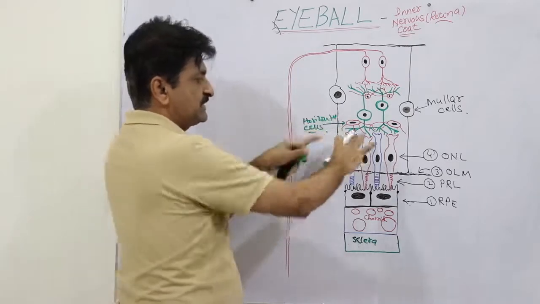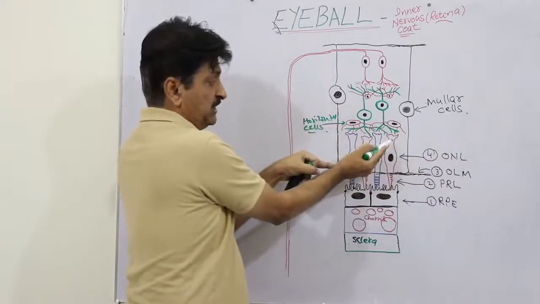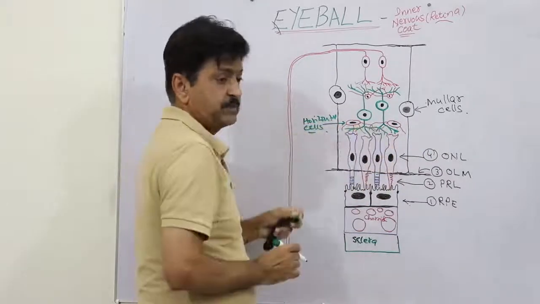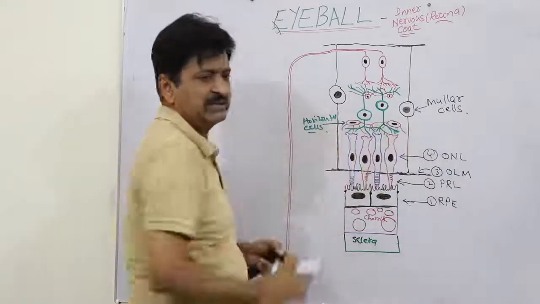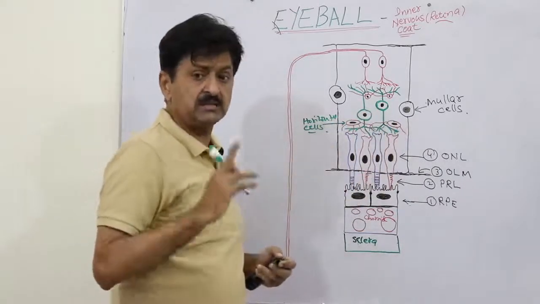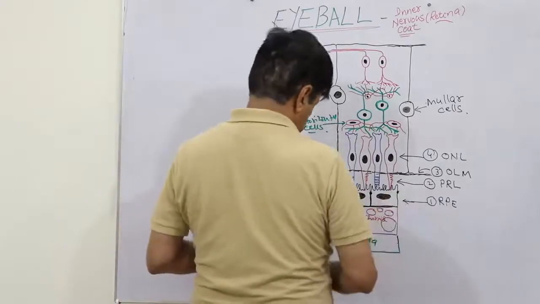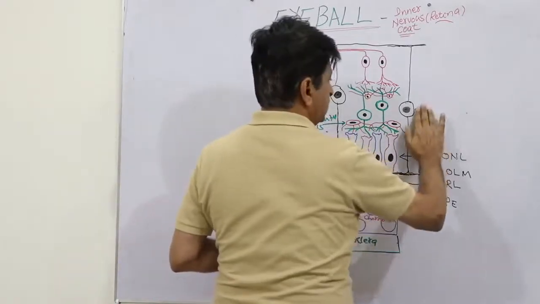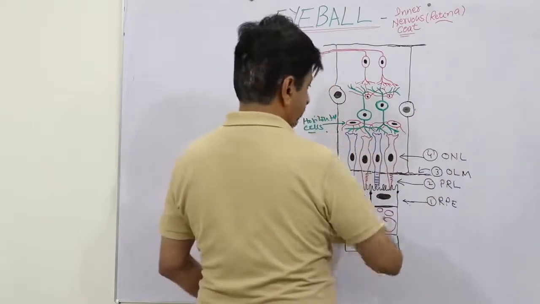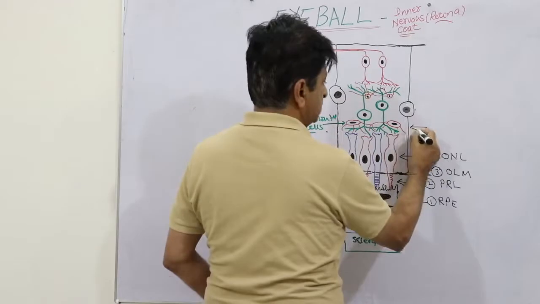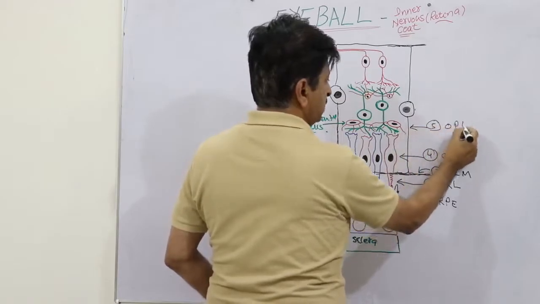And these horizontal cells will join all these terminals, meaning the terminals of the rods and cones, with the dendrites of the bipolar cells, in such a way that a kind of plexus will be created here. That plexus is called the plexiform layer, and this plexiform layer is layer number 5, the outer plexiform layer. So, the fifth layer is the outer plexiform layer. What is this?